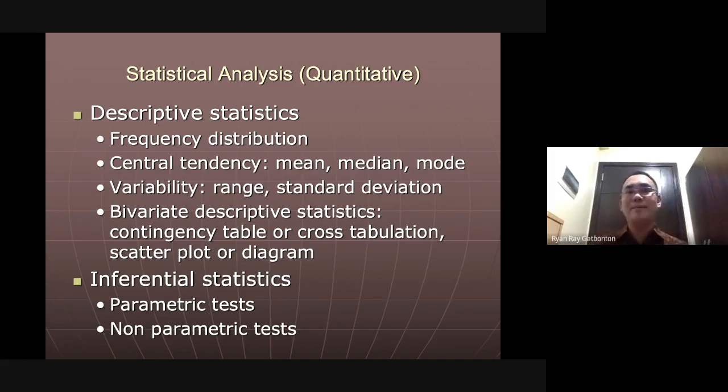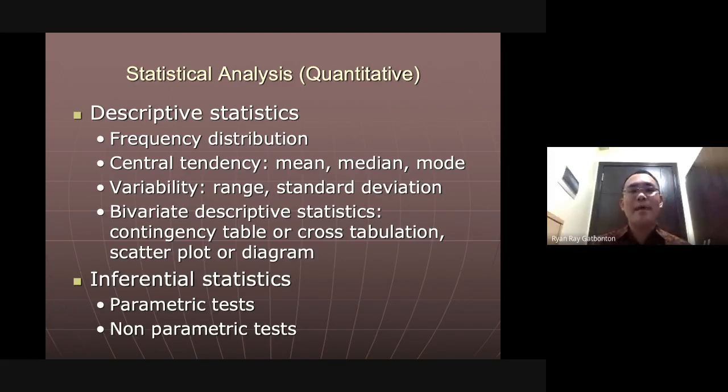While the mode is the frequently occurring data in a data group set. Okay? Modes can be unimodal, meaning your data set has only one mode. It can be bimodal, two modes, meaning two frequently occurring data, or trimodal or multimodal. Okay? So those are the measures of your central tendency.